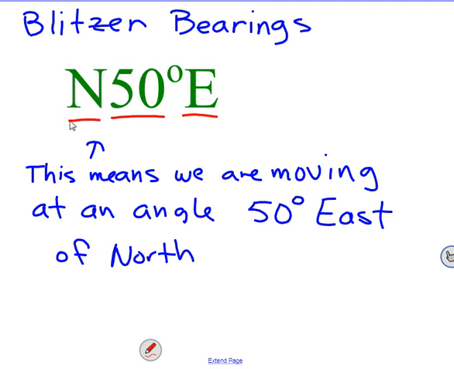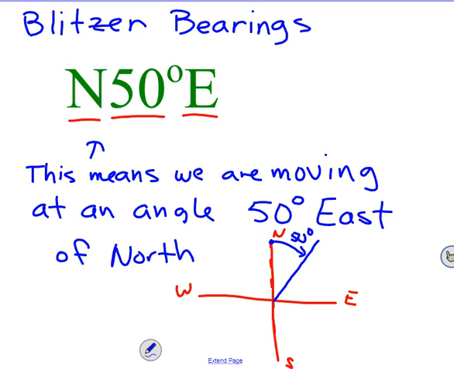In our book, it will say this notation right here, N 50 degrees E. What that means is that whatever object is there, or is moving, or you're located, is at an angle 50 degrees east of north. If you imagine the compass rose, which looks like this, with north, south, east, west, then 50 degrees east of north means I'd start up here at north and go 50 degrees this way. This angle right down here would be 50 degrees, an angle that's 50 degrees east of north.